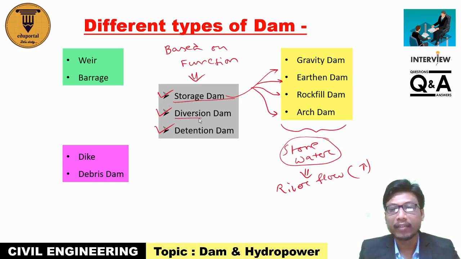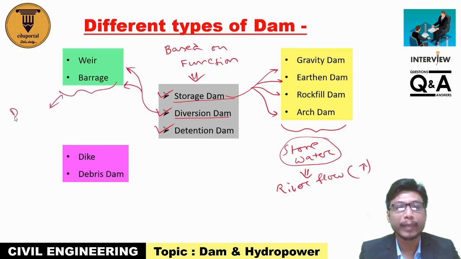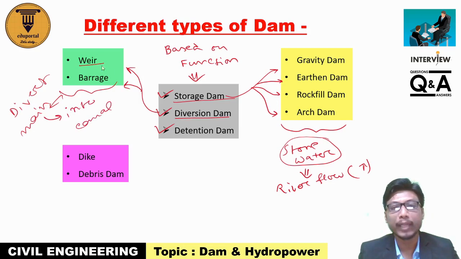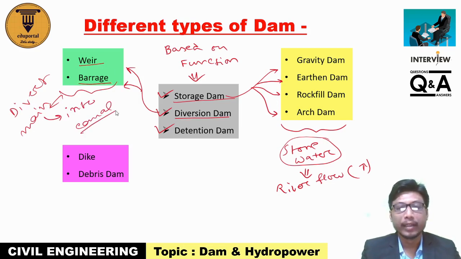And next is diversion dam, and it can be classified into two types: weir and barrage. Its function is to divert the main flow of the river, divert the main course of the river into a canal. Okay, so this is diversion dam. And then comes detention dam. It can be of two types: dike and debris dam, and its function is to control flood.